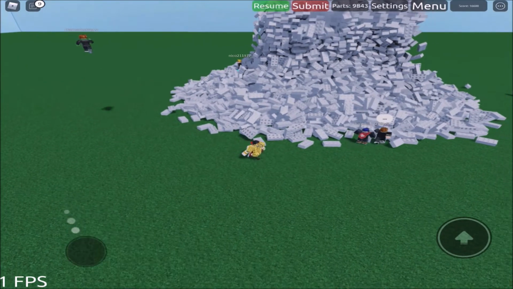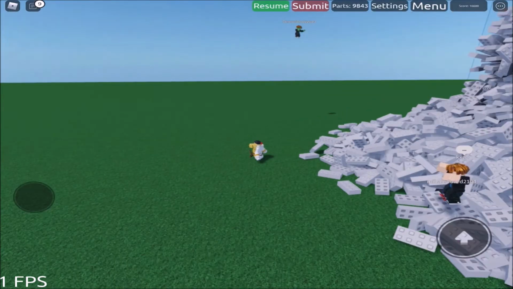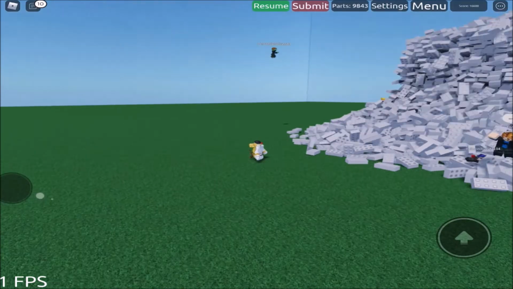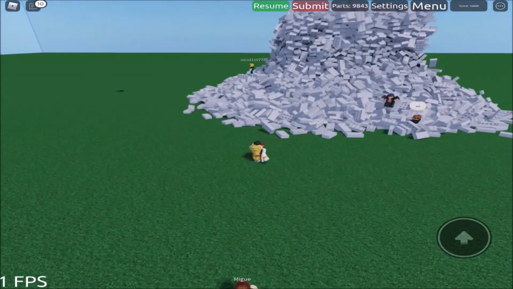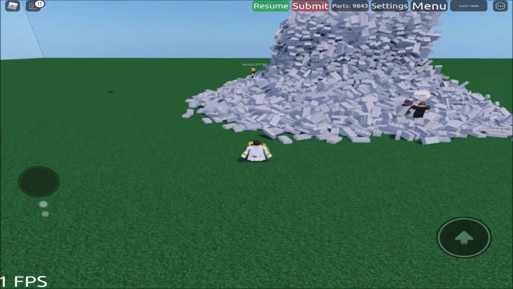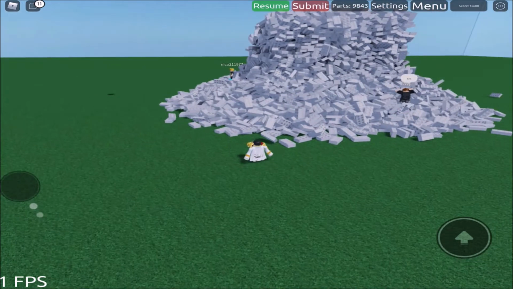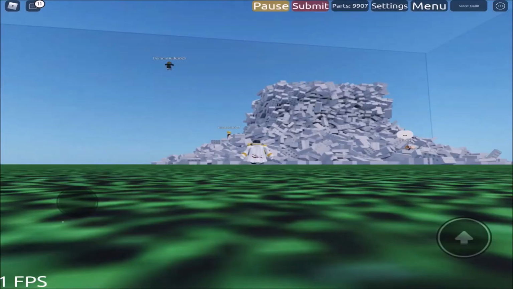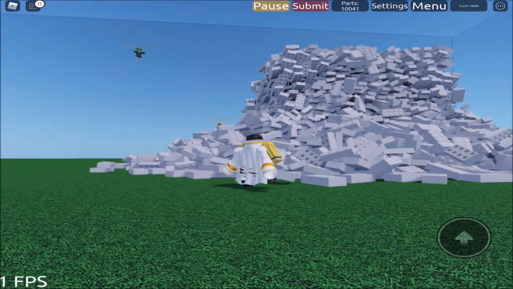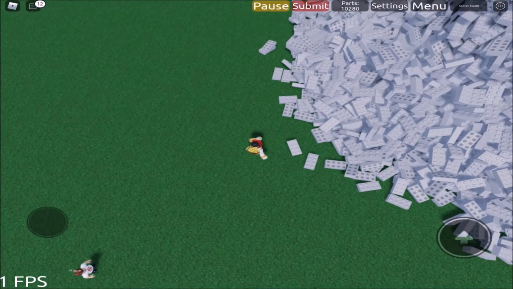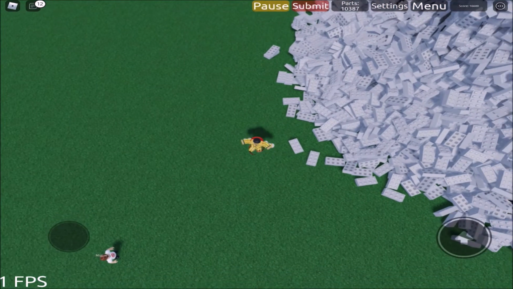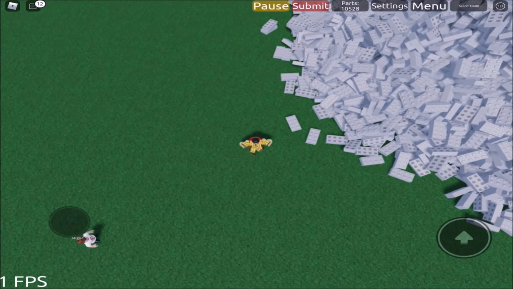Let's pause for a second. Okay, look at this. I am moving like 1 pixel per second. And I'm at 1 FPS, which means I am about to crash. Let's resume. Oh no. Oh no. I'm already starting to feel it. My jump is delayed by like a billion seconds, like a billion years or something.